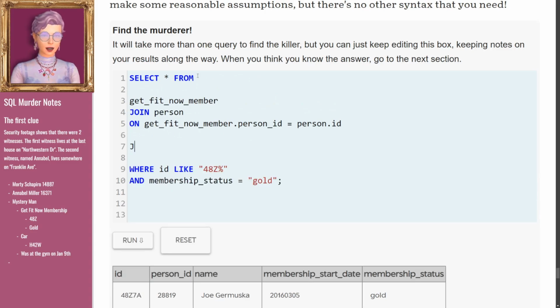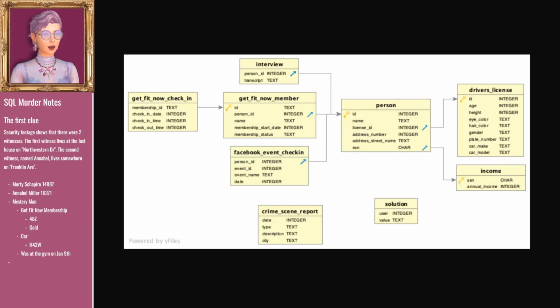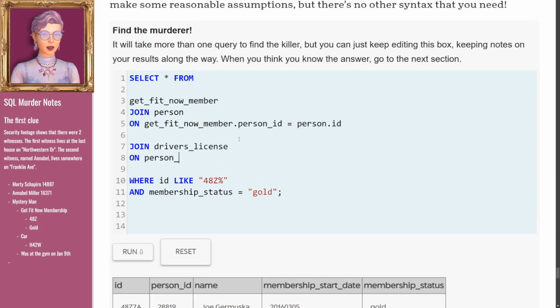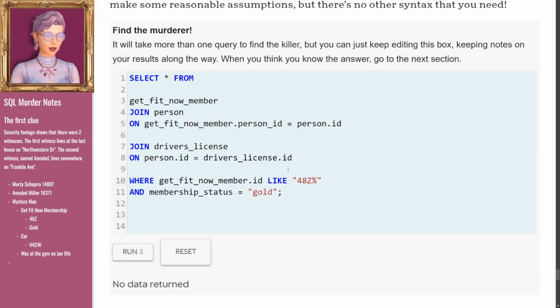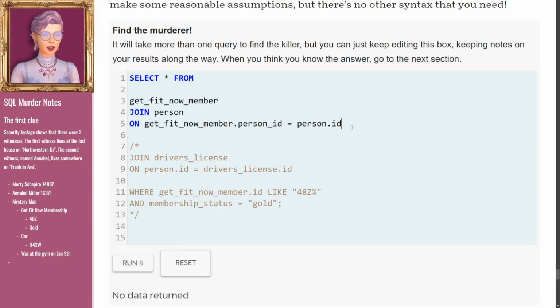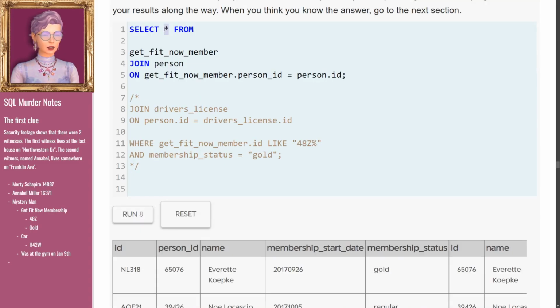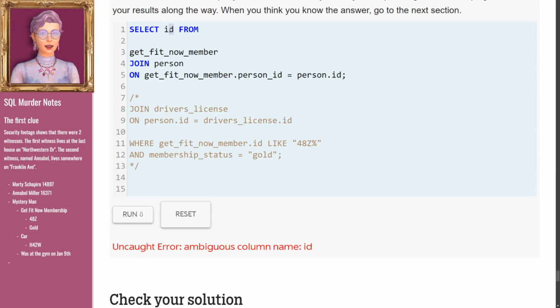Then I think we can join that again with driver's license on person.id equals driver's license.id. And then maybe we might have to change where Get Fit Now member ID. Yeah, no data returned. Okay, well, let's just start with this and make sure we actually joined these 2 tables correctly. So what if we select ID, ambiguous column name? Okay, select Get Fit Now member ID.